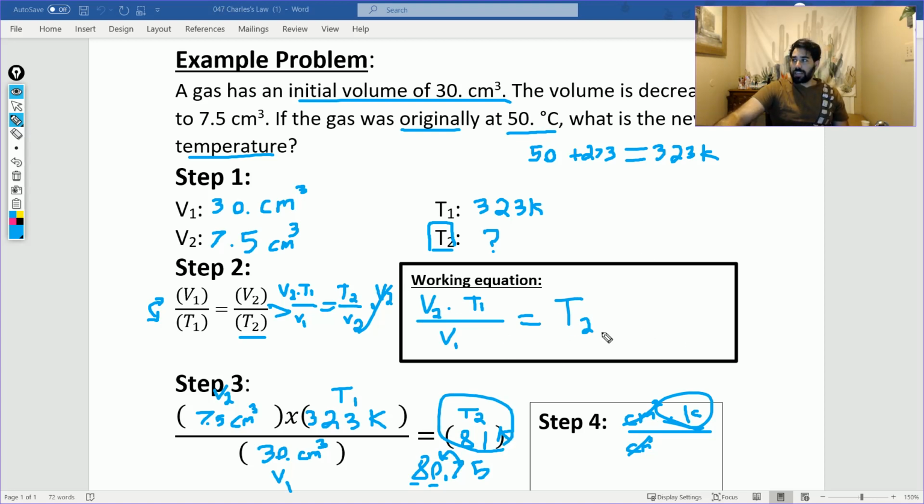Now remember, your test question is going to look very similar to this. The numbers are going to be different. So as long as you can follow this method, you guys are going to be fine.